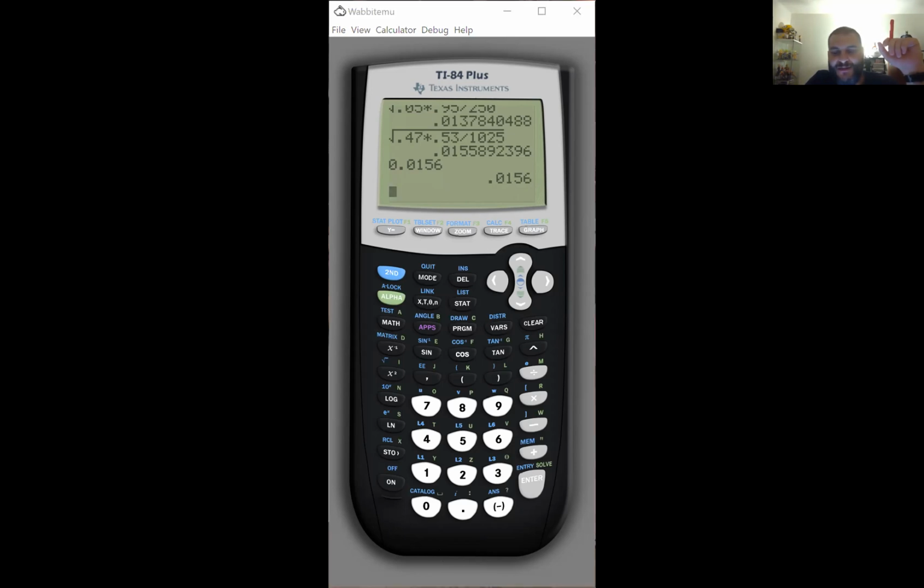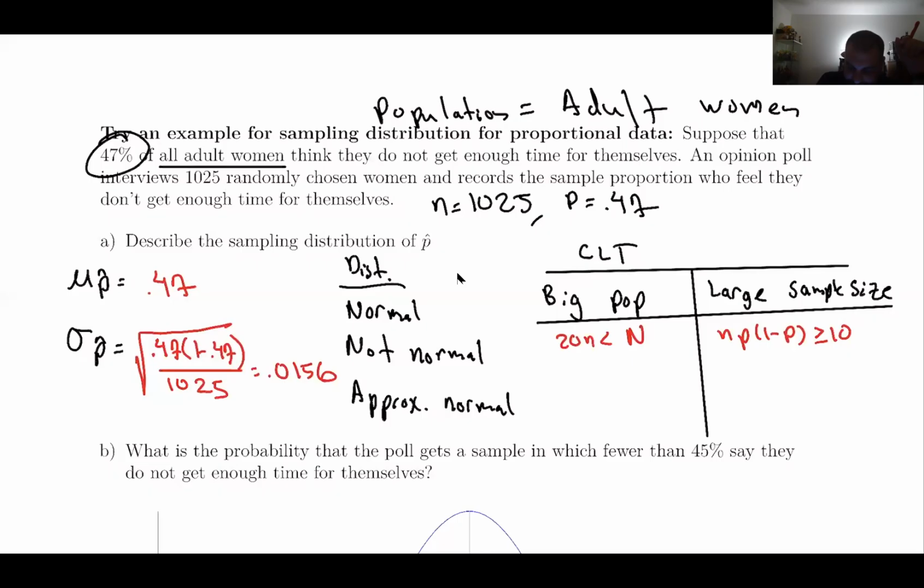All right, so let me switch back to my notes. All right, so if you look right here, I got mu p hat is equal to 0.47. I have sigma p hat is equal to 0.0156. So now we have to check to see if my distribution is normal, not normal, or approximately normal. For this one, can I say my distribution is normal?